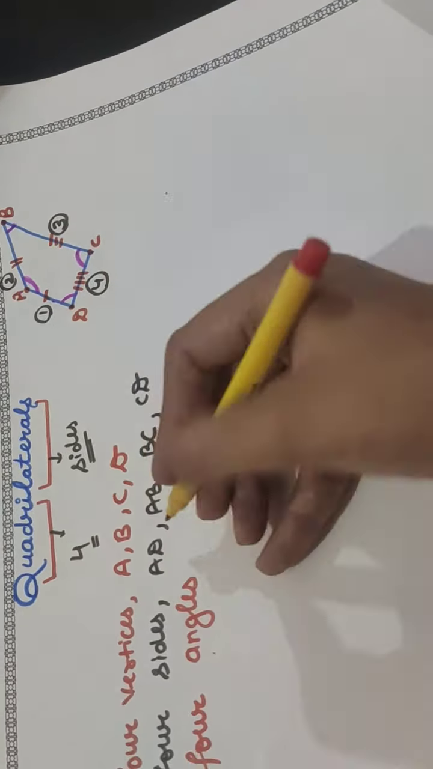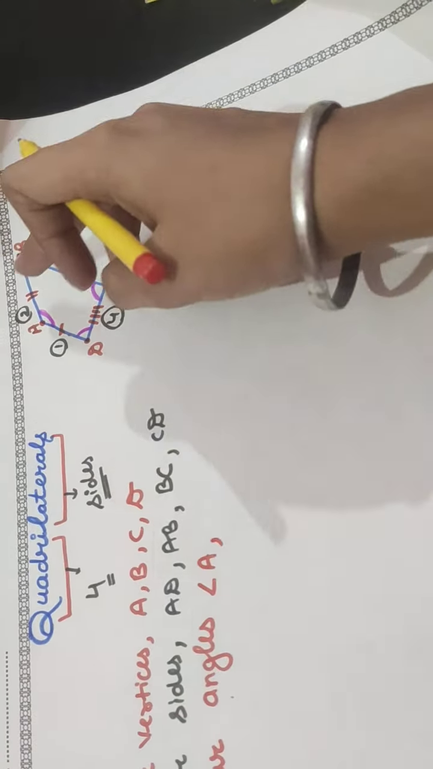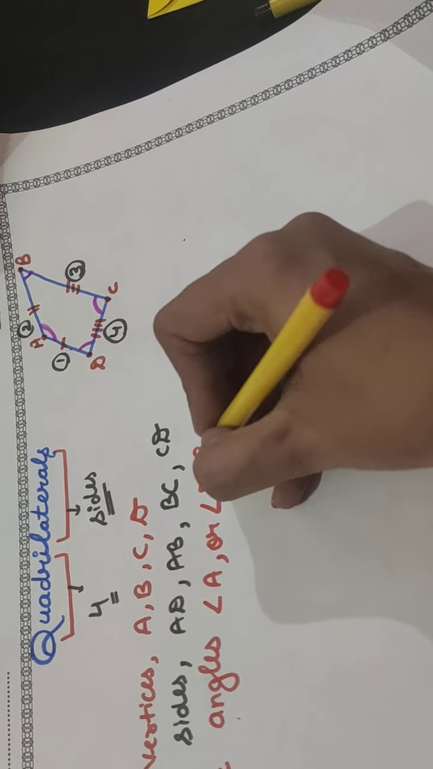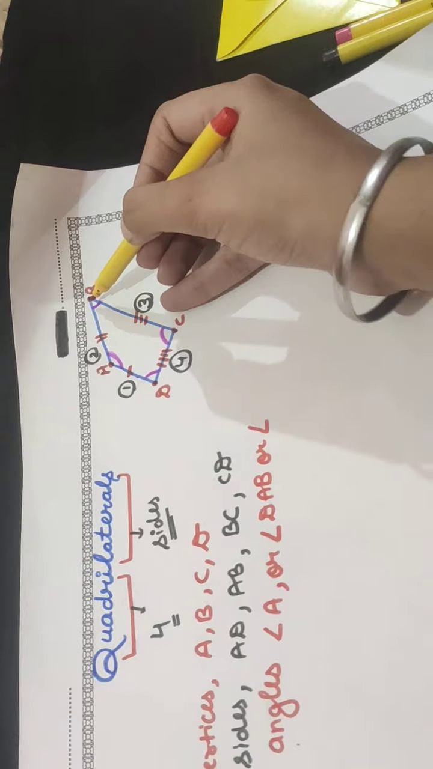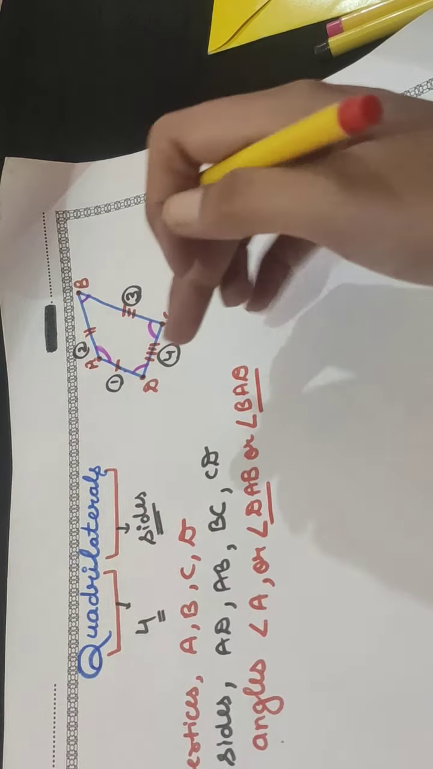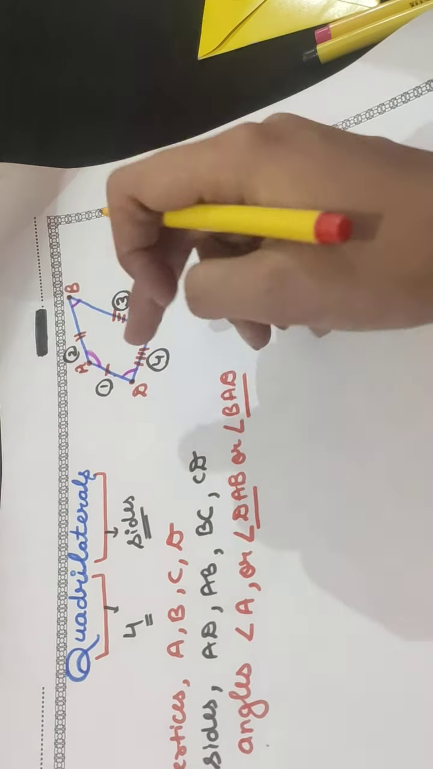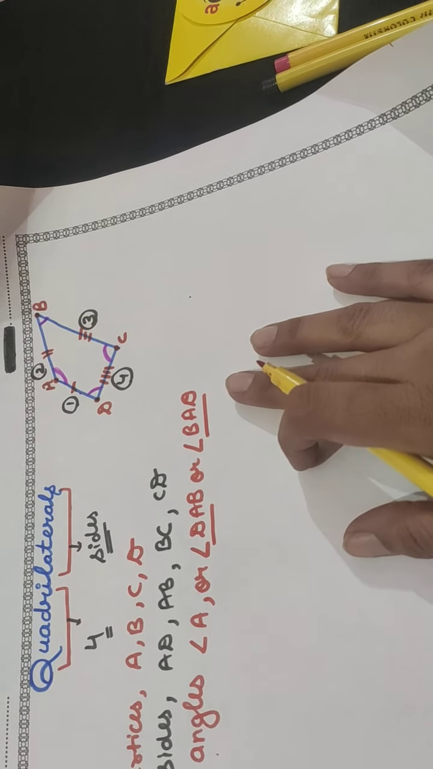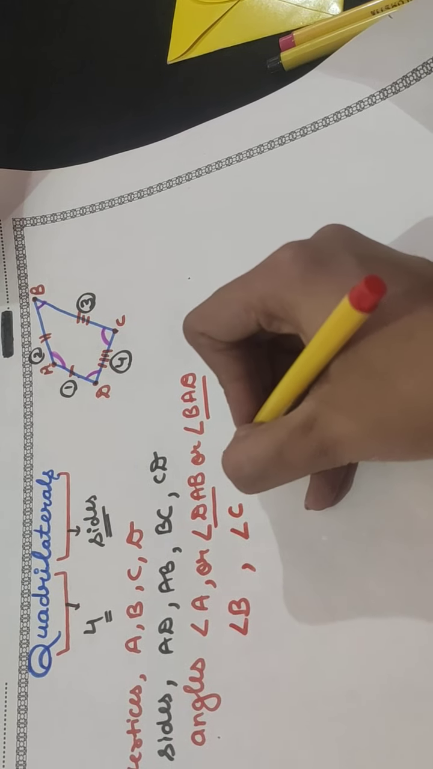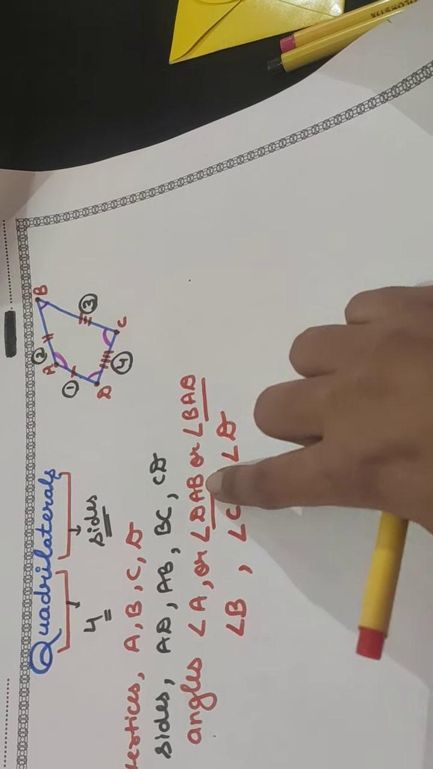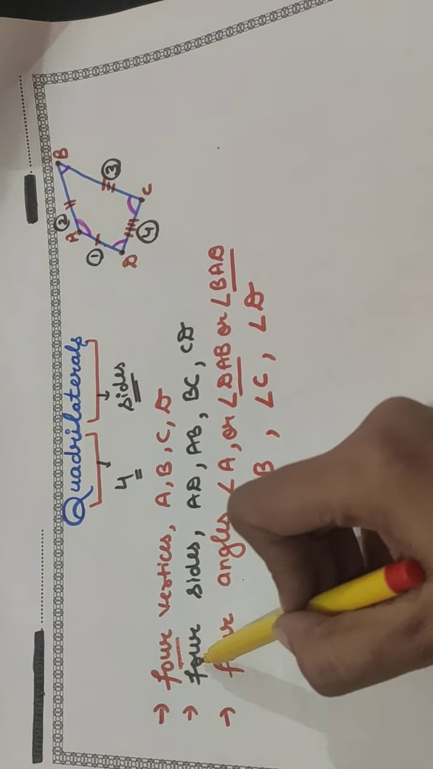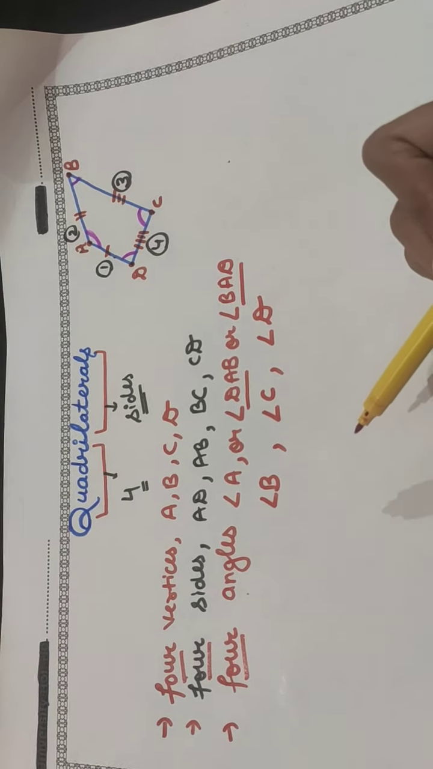which are named as angle A. You can name angle A also, bacha, as angle DAB or angle BAD. These are named according to the sides which are made at this point A. Similarly second angle B, third angle C, fourth angle D. You can name it like that also. Okay, so a quadrilateral has four vertices, four sides and four angles.